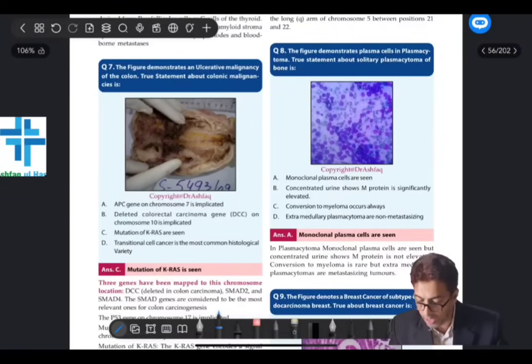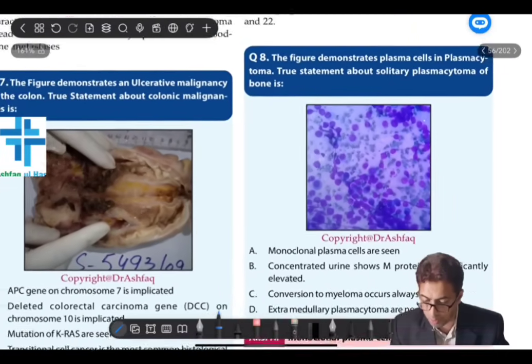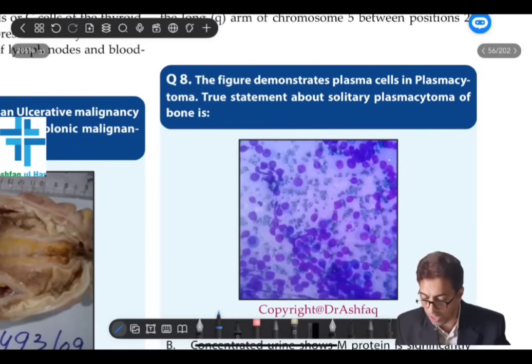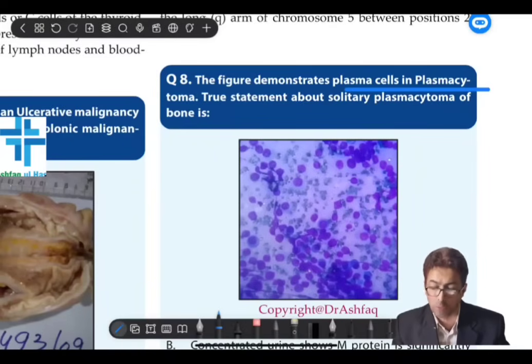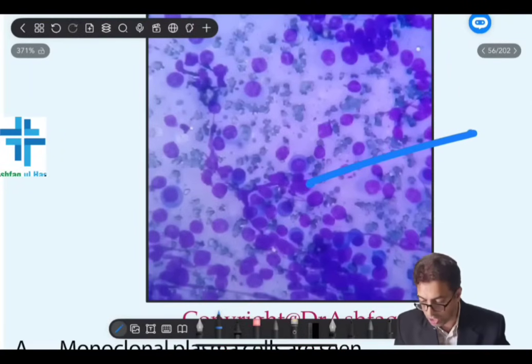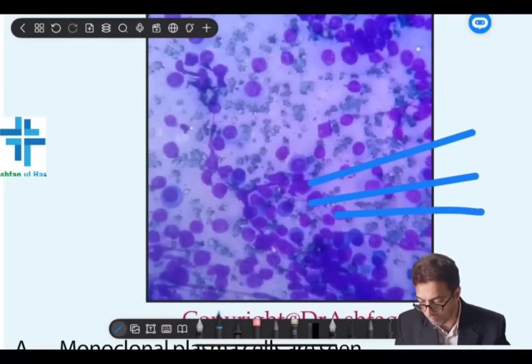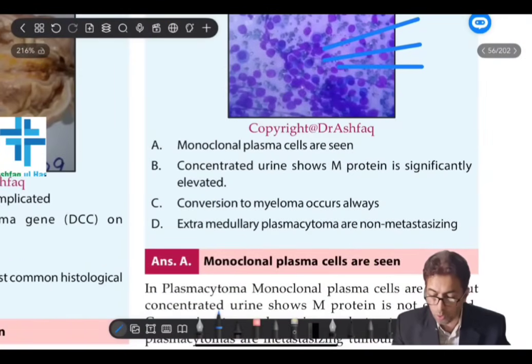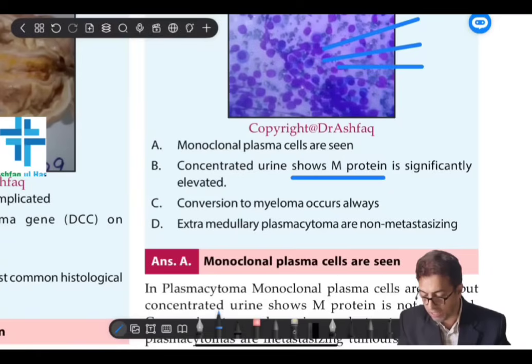Now, as far as question number 8 is concerned, we just focus on question number 8. The figure demonstrates plasma cells in plasmacytoma. The true statement about solitary plasmacytoma of the bone is: you can see a large concentration of plasma cells over here, and monoclonal plasma cells are seen. Concentrated urine shows M protein is significantly elevated.